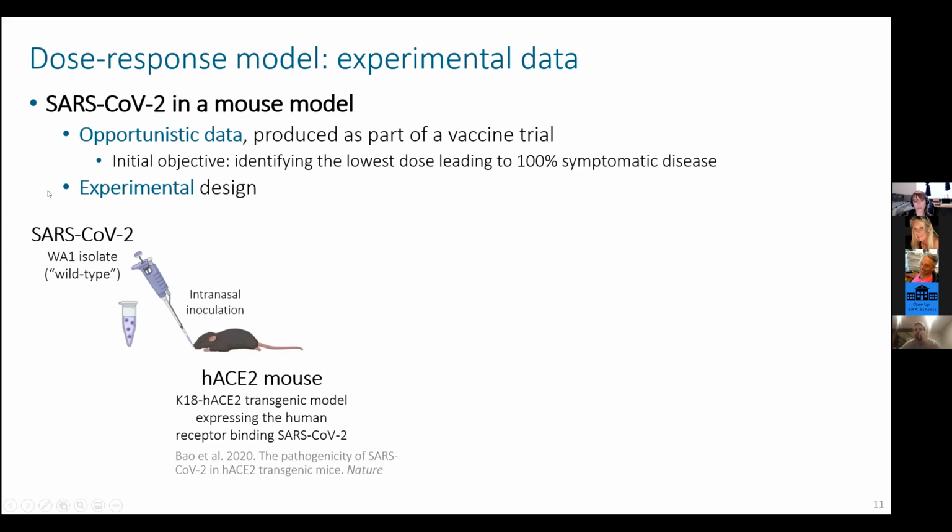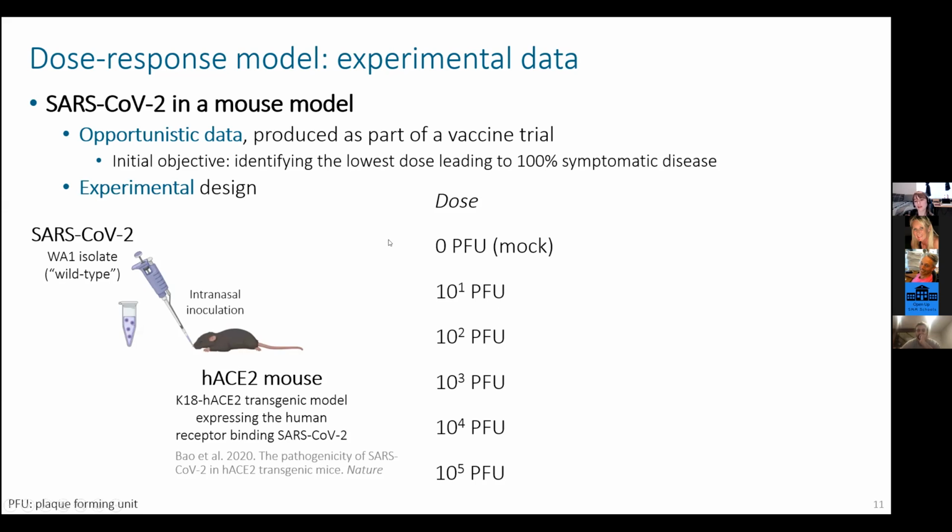So as I said, they infected HAS2 mice with SARS-CoV-2. They used an old variant, the one we had originally, earlier in the pandemic, and classically used in the HAS2 mouse model. They considered 5 doses, from 10 to the 1 to 10 to the 5 plaque-forming units. That is a proxy of the number of infectious variants you have in the sample. And they also have a group of non-infected individuals that I call mock.